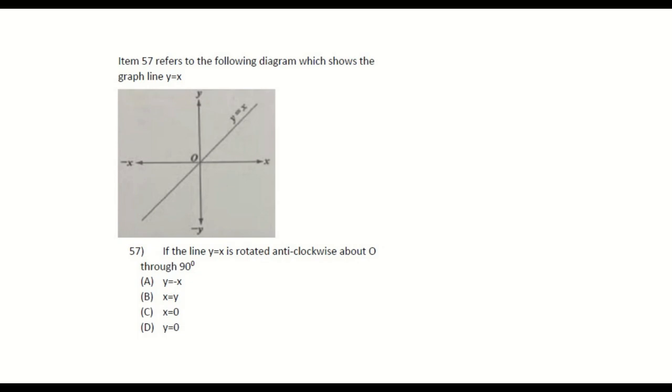Right? Item 57 refers to the following diagram, which shows a graph. If the line y equals x is rotated anti-clockwise through 90 degrees. So we are going in an anti-clockwise direction, and we're going to end up back here. That is the line that you're going to get, right? Because this is 90 degrees, right? This line is y equals negative x. So A is the answer.